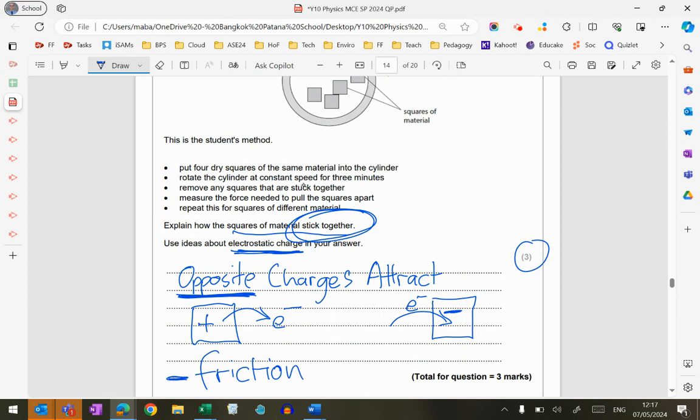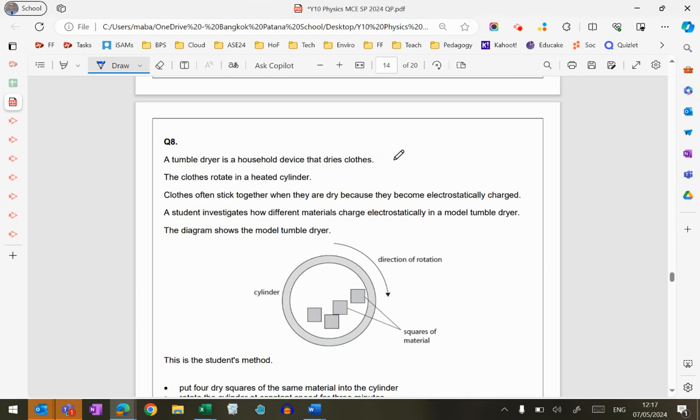This idea of friction, the idea of opposite charges attracting, and then some detail about how we can create those opposite charges. And that was all we needed for question 8.